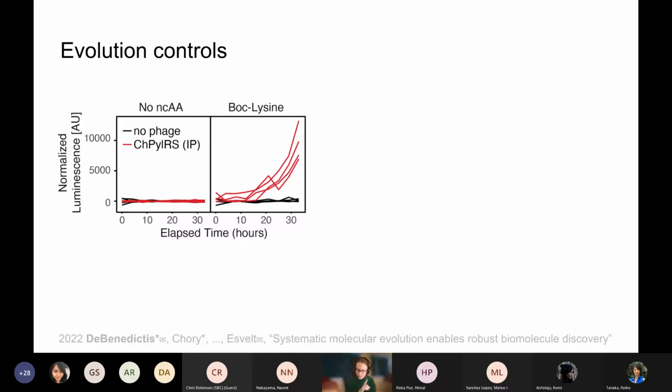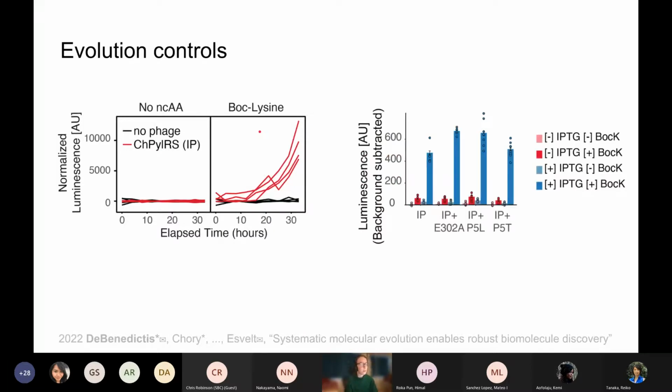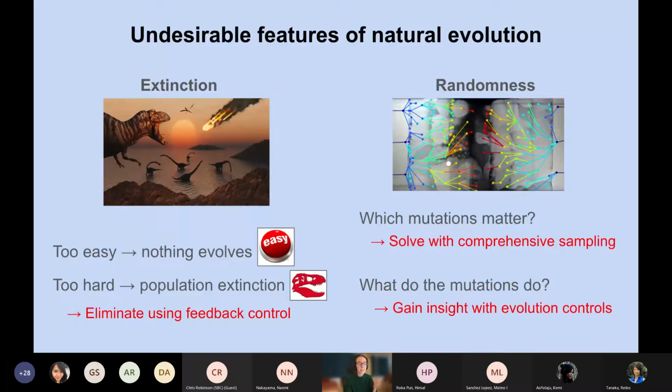And because we didn't see any evolution under that condition, we concluded that what was most likely was that the mutations acquired over here in the positive control serve to improve integration of the non-canonical amino acid, not a canonical one. And indeed, when we checked with a separate assay, that was confirmed. So essentially, by conducting what I'll call evolution controls, we can infer more about what mutations do that we see in these experiments.